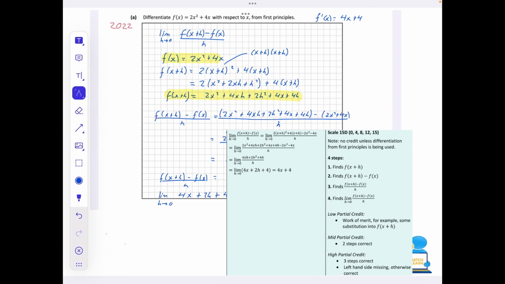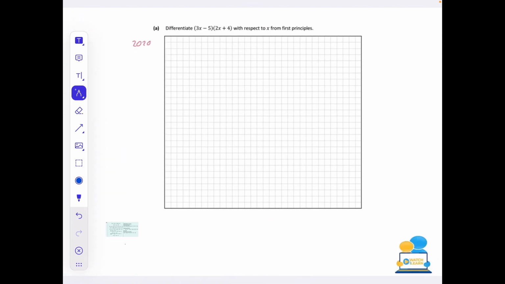Or the left-hand side missing, otherwise correct. So if you didn't include your limits somewhere in the question, then you would not be getting full marks either. I suppose it is possible here to get out your right answer at the end, but if you don't have things written out correctly, then unfortunately you will be losing some marks. Okay, so that's the 2022 question. We're going to go on now and do the next one.